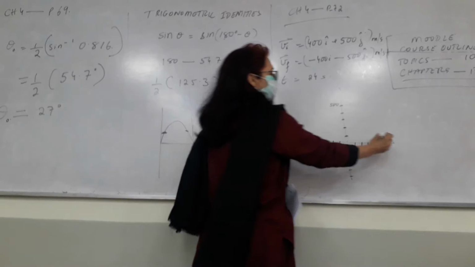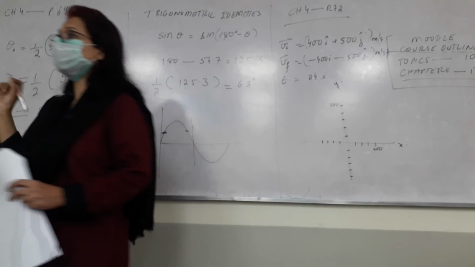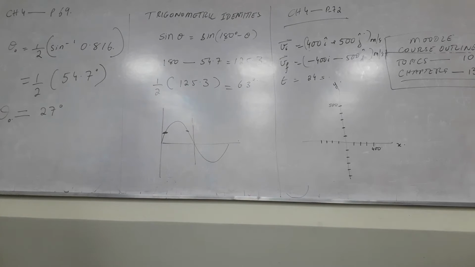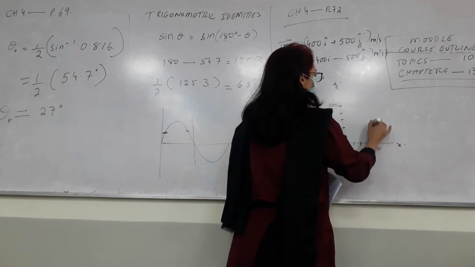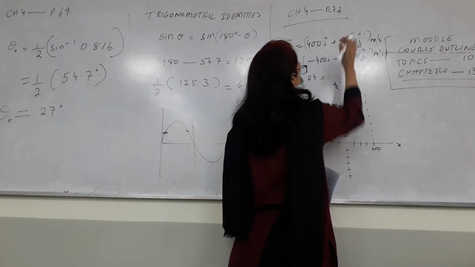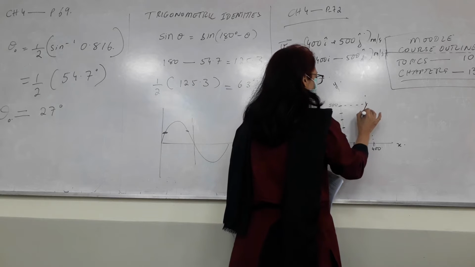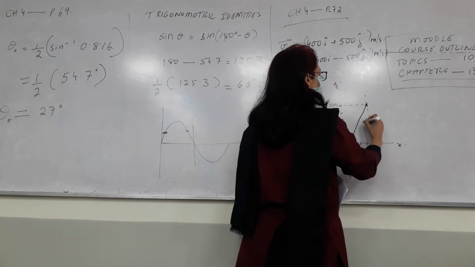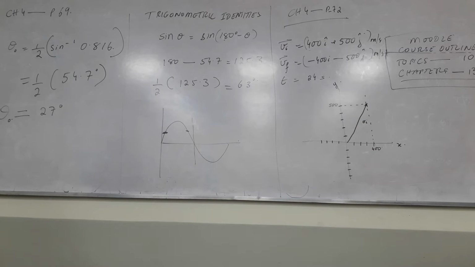When this is the x axis and this is the y axis, the unit vector along the x axis is i, and the unit vector along the y axis is j. Along the x axis you have 400, this one. Along the y axis you have 500, this one. They intersect here, and therefore this vector represents Vi, the initial velocity vector. Is that clear?